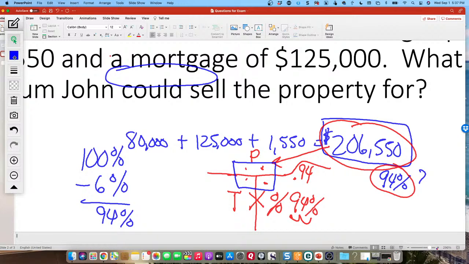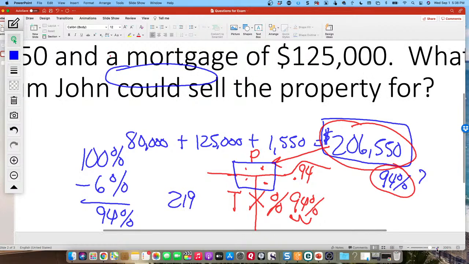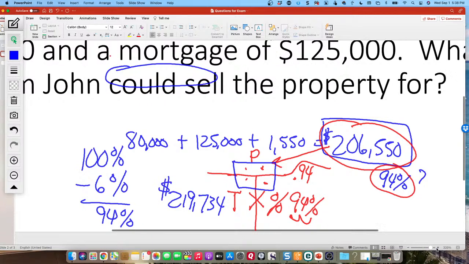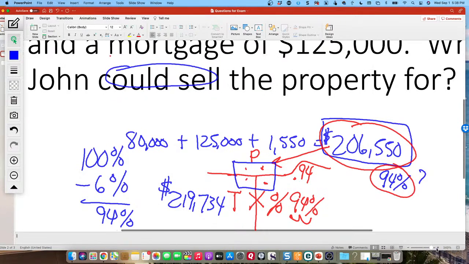So I'm going to take 206,550, divide it by 0.94, and that will give me the correct answer, which is 219,734 and some change. They probably will just round up or down.